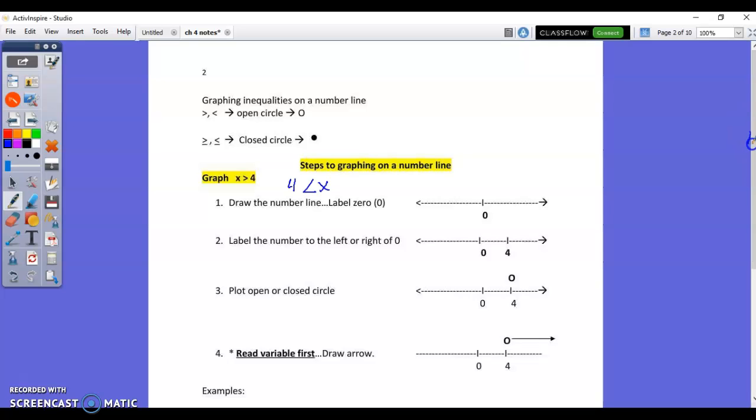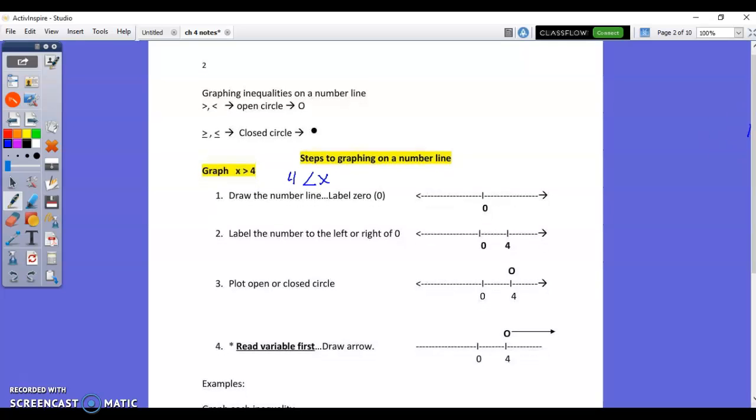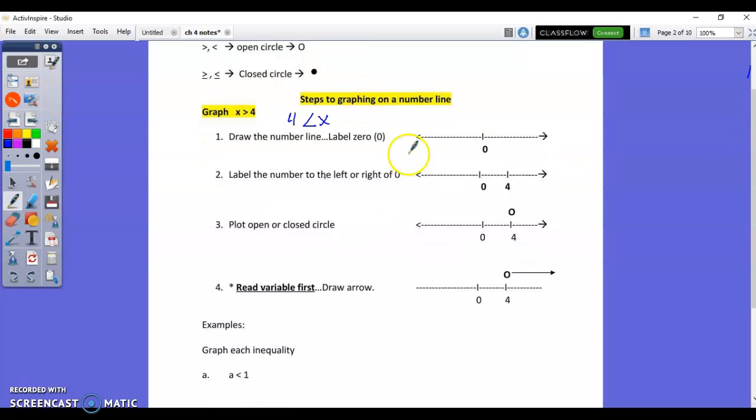Okay, so the first step, I'm just going to talk through these, and then we're going to practice a few. You draw a number line and we label 0. The only reason I want you to label 0 is because whether we're dealing with a positive number or negative number, I want to see visually if you know it's to the right of 0 or to the left of 0. On the number line, positive numbers are to the right of 0 and negative numbers are to the left.